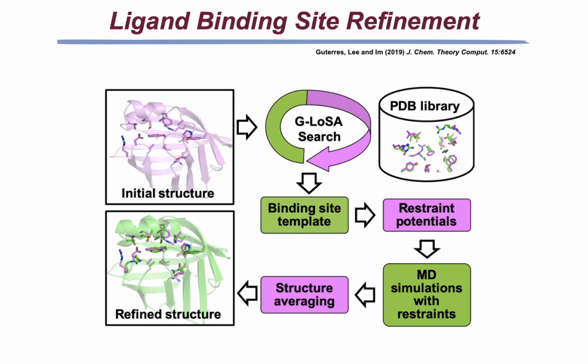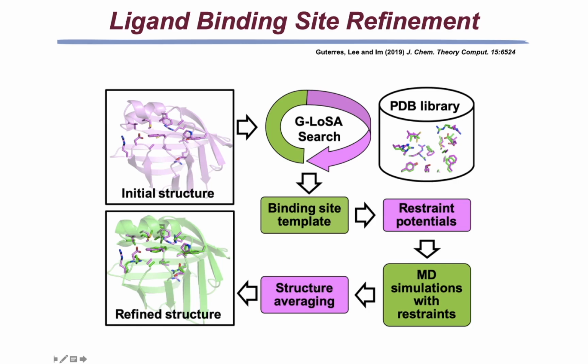Additionally, we use G-LOSA for binding site structure refinement. In this example, we have an initial structure in magenta. We run G-LOSA on this structure to identify its binding site and select a binding site template. Using this template, we derive distance restraint potentials to run MD simulations.